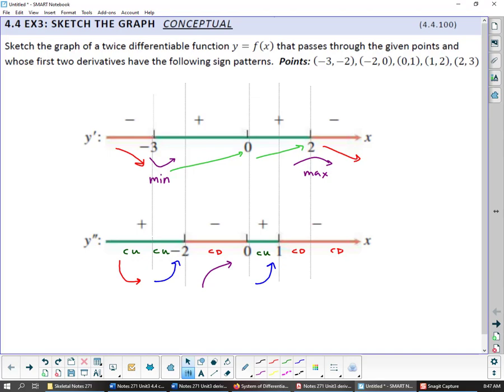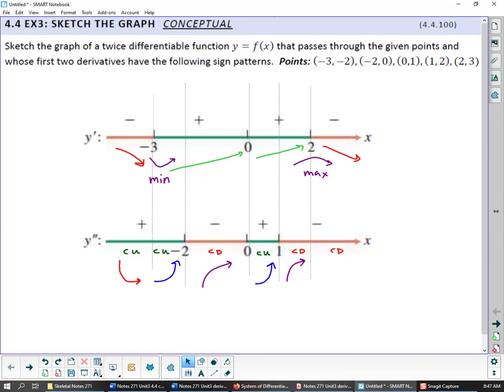Between 1 and 2, in this region that we see right here, we are increasing and concave down. So increasing and concave down, what does that look like? We've got this piece of a curve.